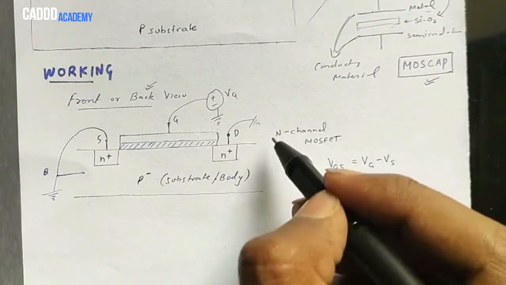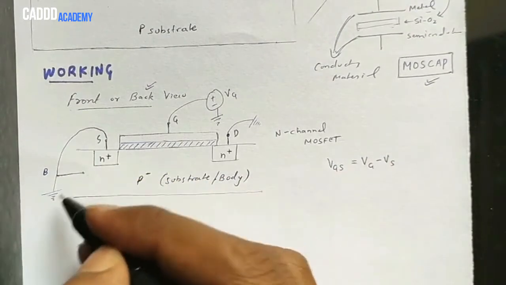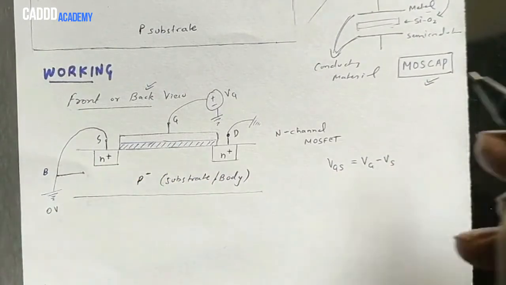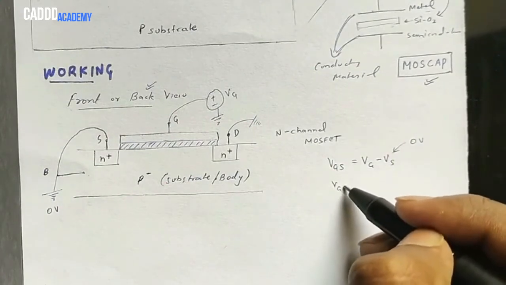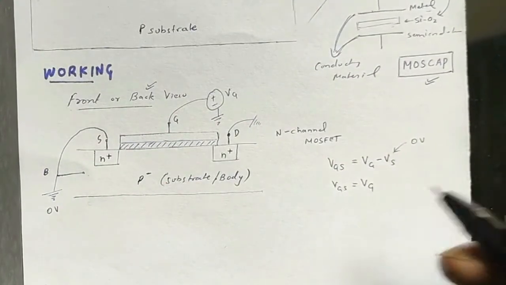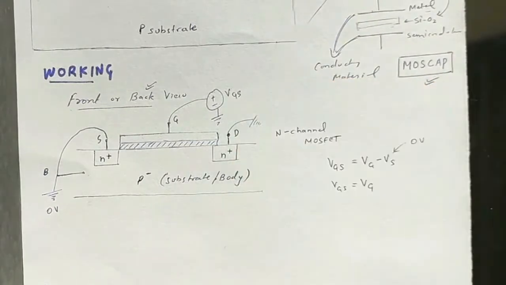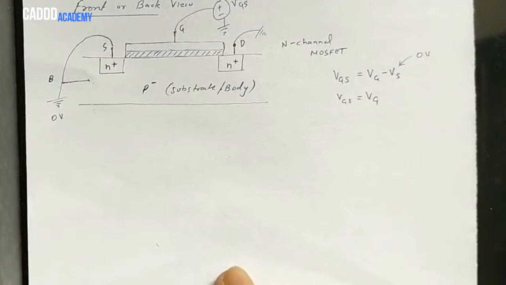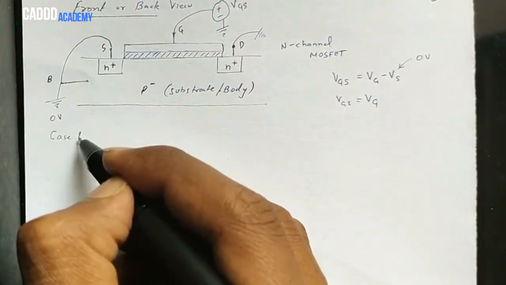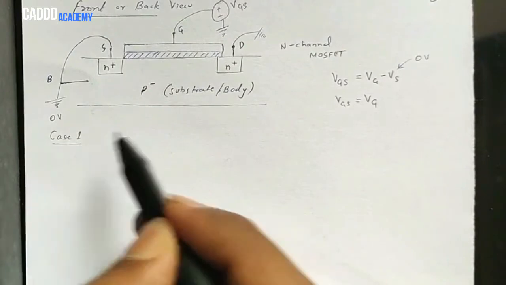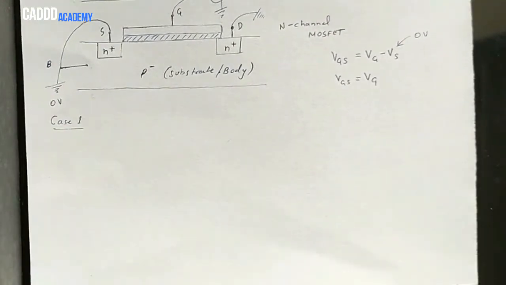And the source voltage is what? 0, because we have grounded the source terminal. So VGS is just VG. So this becomes VGS. Now I'm taking a case, and we will call that case 1. Now I am drawing the same diagram again.